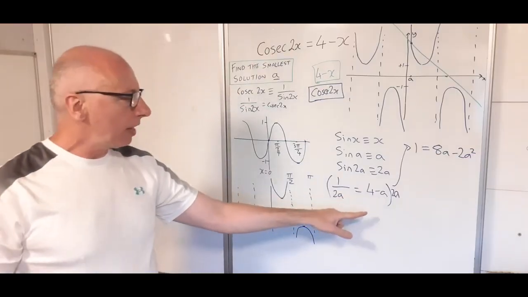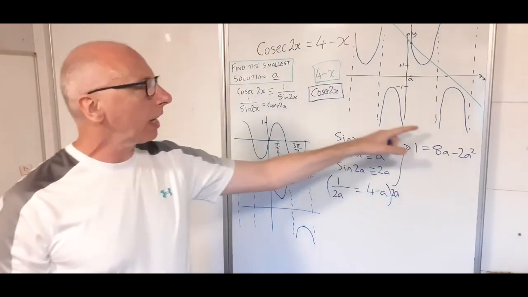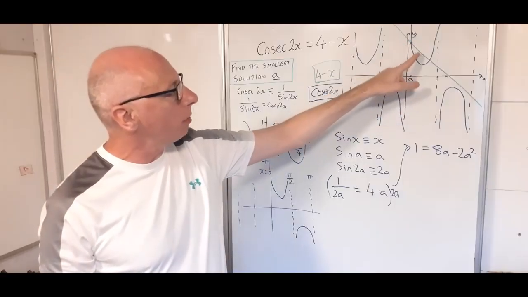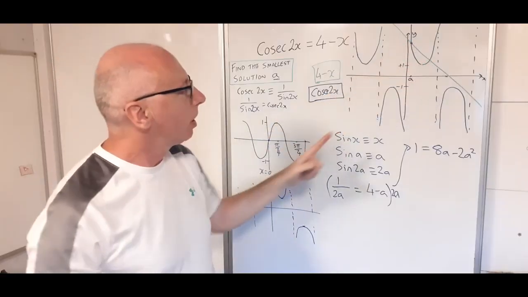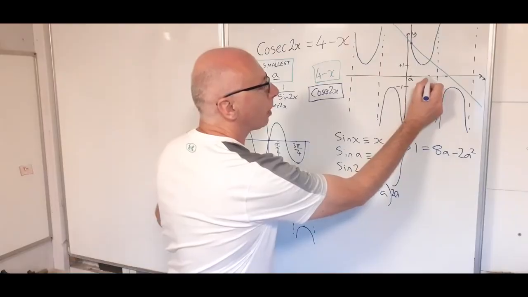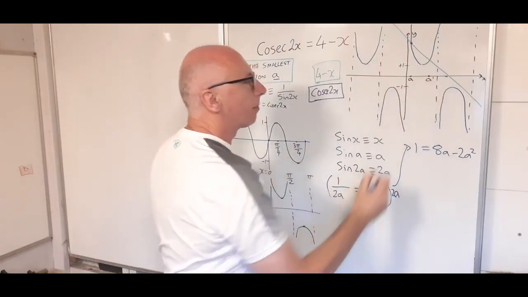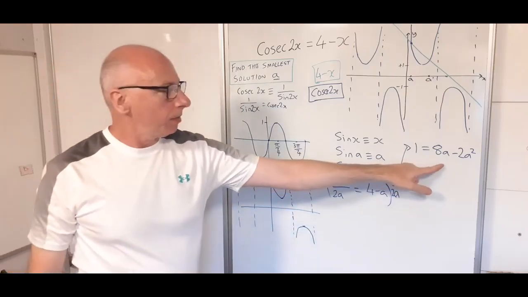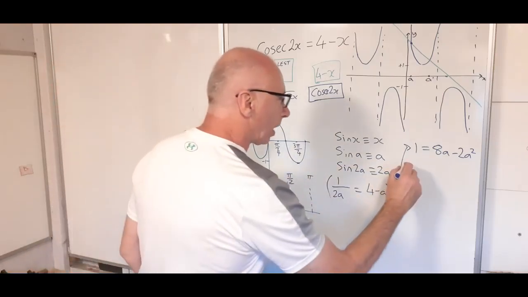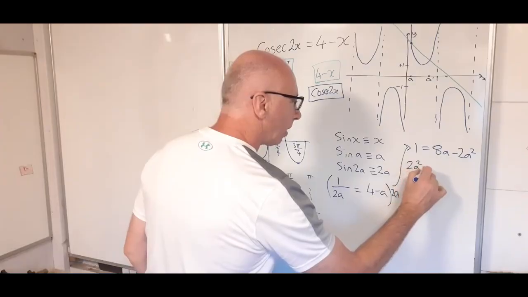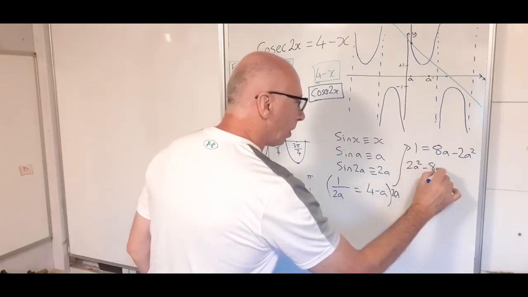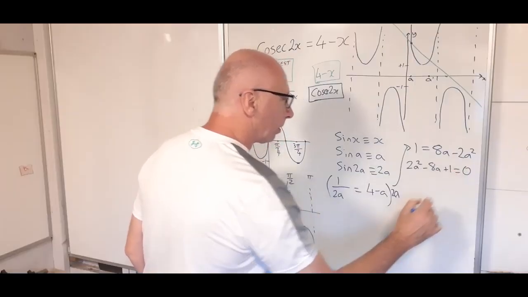And now I've got something that's in quadratic form, and I'm going to get my two solutions, which will probably give me this one and this one. So this one and this one will be my other solution. So I'll call that A prime. So now let's turn it into a quadratic and get a solution. So 2A squared minus 8A plus 1 equals 0.